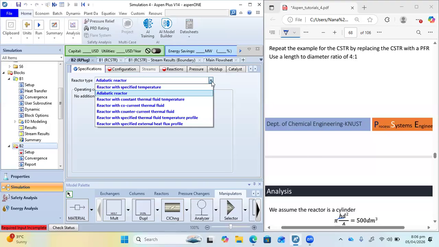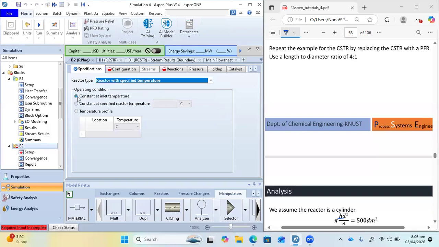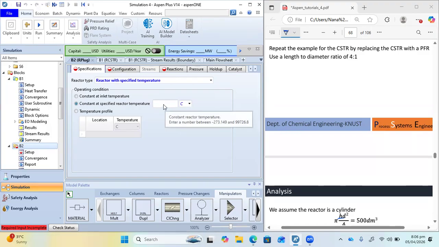But if we wanted to choose a specific temperature, we could have done that as well. So maybe it should be constant at the inlet temperature, or it should be constant at a certain reactor temperature. Maybe the reactor temperature is not the same as the inlet, so we want it to be a different value. You can put it in there, and Aspen will keep it constant at that condition. And then we can also decide to specify a temperature profile. So if you click on temperature profile, you would choose the location and then the temperature.